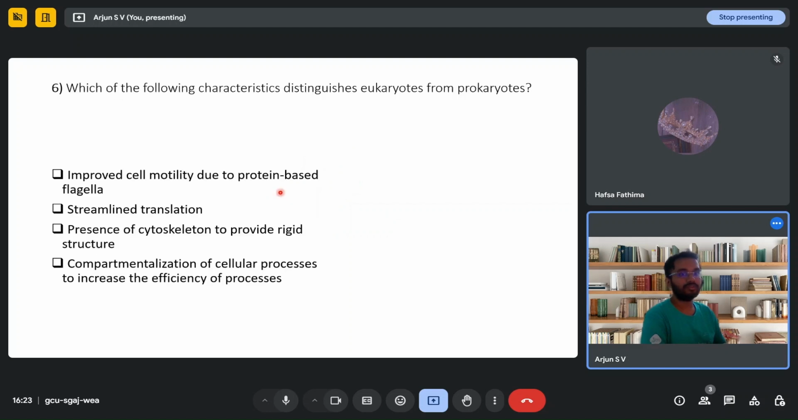I'll move to the next question. Which of the following characteristics distinguishes eukaryotes from prokaryotes? And the main difference here is compartmentalization. So eukaryotes can efficiently compartmentalize compared to prokaryotes to perform different functions so that they can increase the efficiency. So the answer is compartmentalization of cellular processes to increase the efficiency of processes.